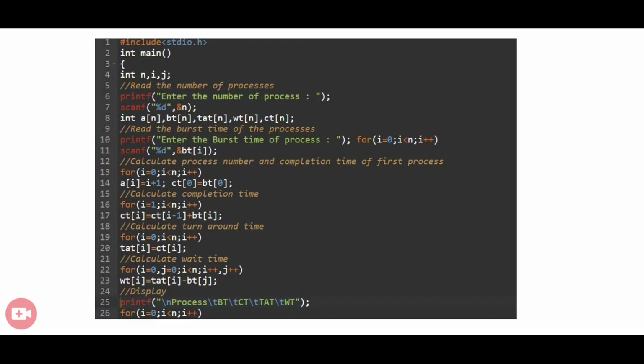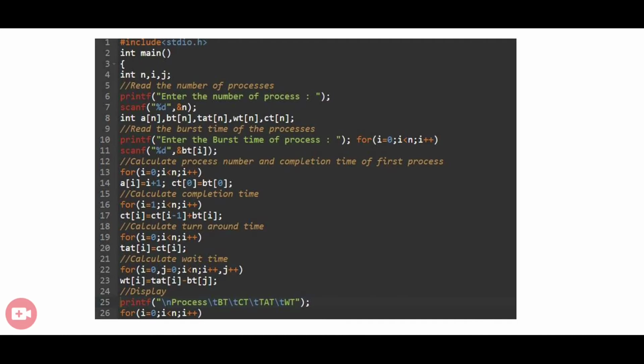After that, you have to calculate the process number and its completion time. Based on the burst time, you have to calculate the completion time, how much time is required to complete a particular process. Then you have to calculate turnaround time, the total time required to complete the process. Waiting time plus its burst time. So the total completion time is actually the total turnaround time.